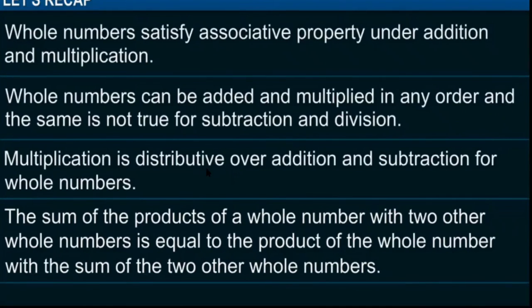Now multiplication is distributive over addition and subtraction. That is the distributive property, addition നും subtraction നും possible ആണ്. Multiplication, addition and subtraction കൂടെ ചേർത്ത് ചെയ്യുവാണെങ്കിൽ whole number property follow ചെയ്യുന്നു എന്ന് പറഞ്ഞു. പിന്നെ പറഞ്ഞത് sum of the product of the whole number with two other whole numbers is equal to the product of the whole number with the sum. Can I write this? Yes, you can write, but we have already written. ഇത് നമ്മളെല്ലാം എഴുതിയതാണ് already.